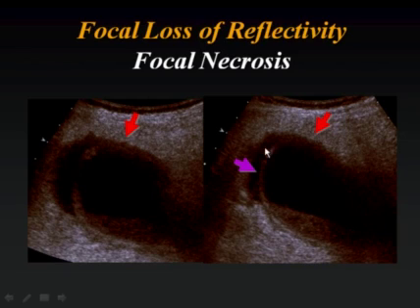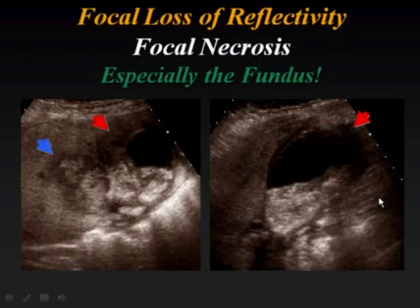Here we can see normal reflectivity of the gallbladder wall and loss of reflectivity, some pericholecystic fluid. And this is a patient with gangrenous cholecystitis with perforation of the fundus. And much of the anterior wall here is all necrotic. So pay attention to that finding, particularly at the fundus.